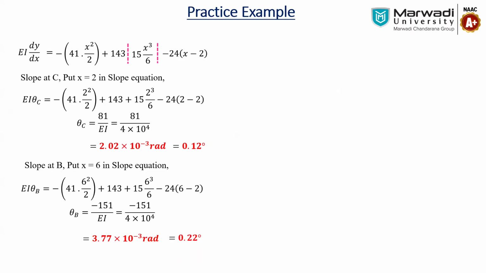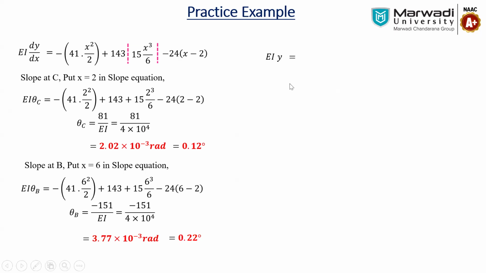So what we can observe is that generally the slope will be maximum in the case of a simply supported beam at the supports only. At whatever point we get the maximum deflection, at that point the slope will be zero, right? Because if you draw the tangent, there is no rotation, there is no angle over there, so the slope is zero. Similarly, suppose if you have to find out the slope at A, we have to put x equal to 0 in this equation, and we can get the slope at A.